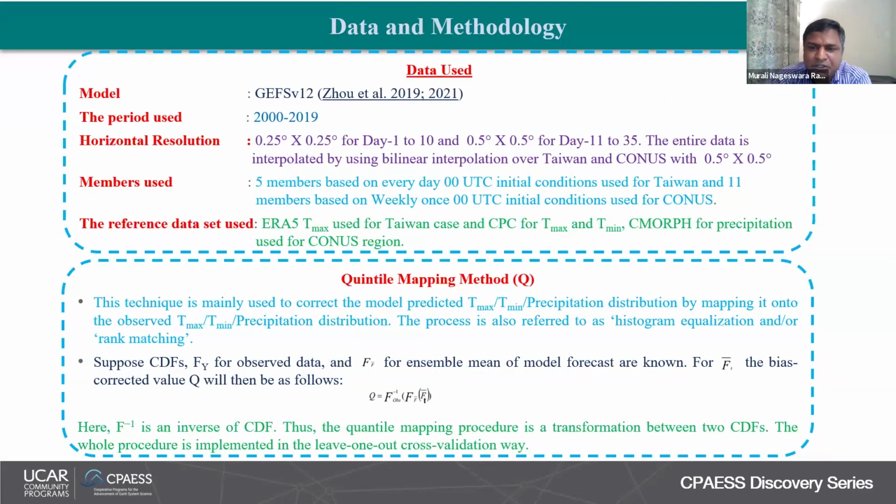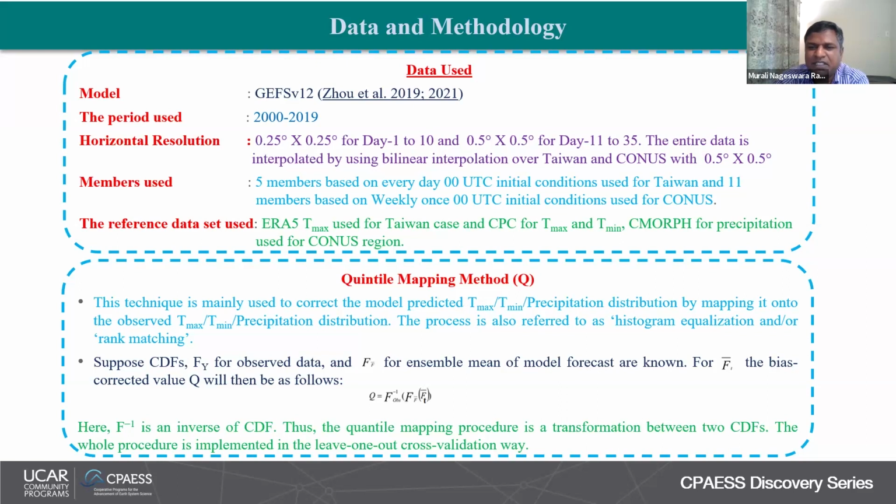For the data and methodology used in the study, the model data is available from 2000 to 2019. This model data, from day 1 to day 10, is available at quarter degree, and later, from day 11 to day 35, at half degree. For consistency, we have interpolated the entire data to half degree for day 1 to day 35. And here I have used the five-member case, with every day 00 UTC initial conditions, for the Taiwan case to study week 1 and week 2.